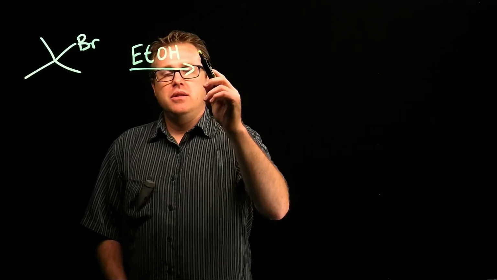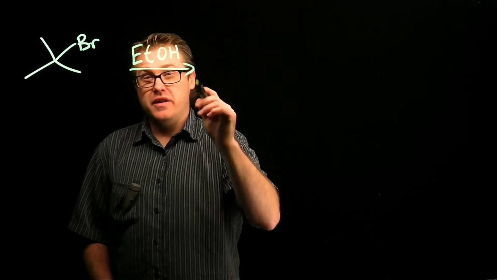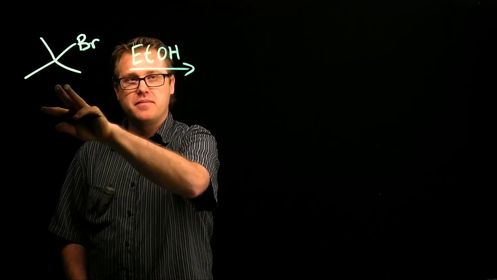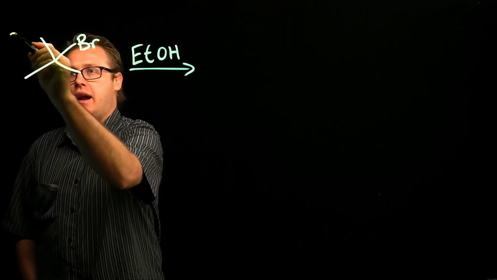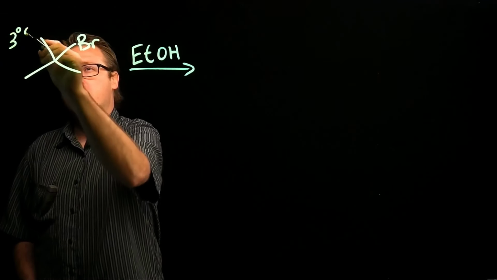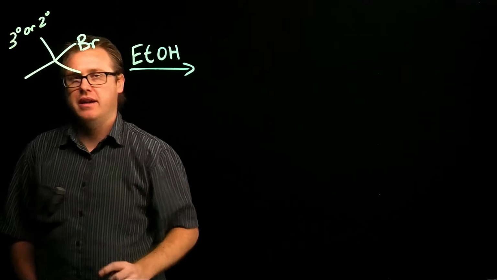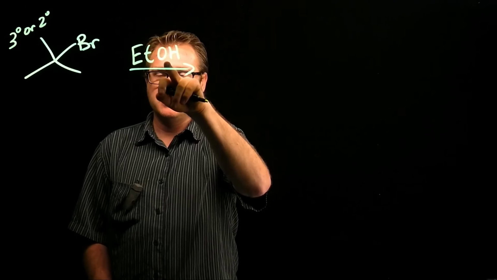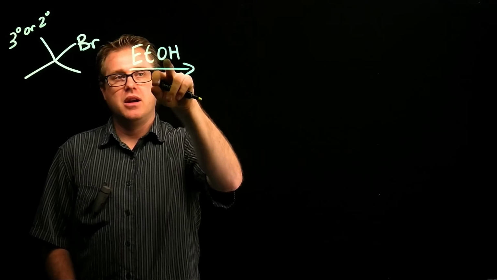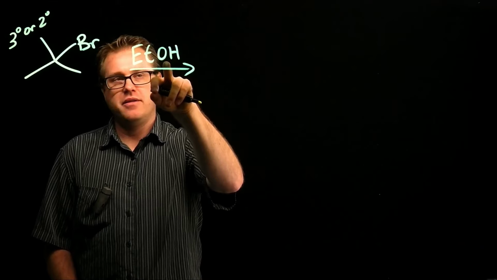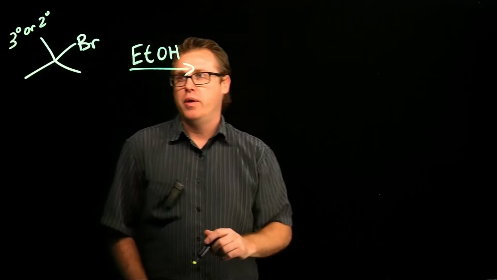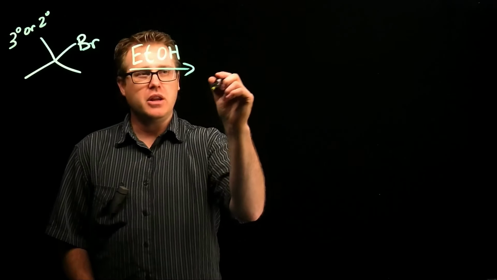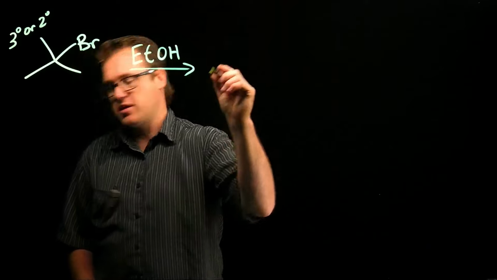And also this solvent is polar. So when you have an alkyl halide, and more particularly a tertiary or a secondary alkyl halide, and you treat it with a polar solvent that is a weak base and a weak nucleophile, you are going to get a mixture of products. You are going to get the product that looks like this.